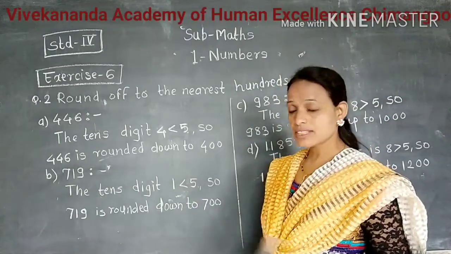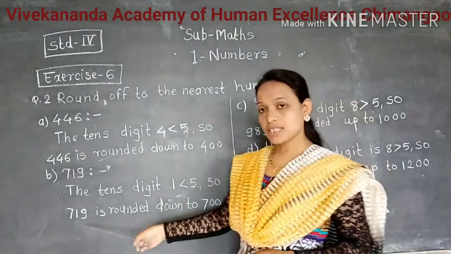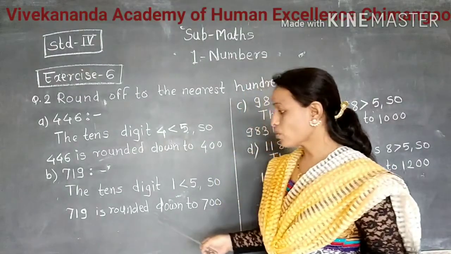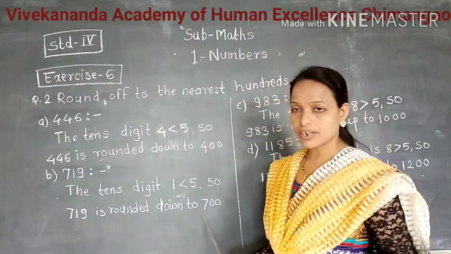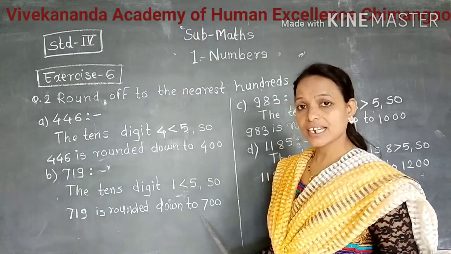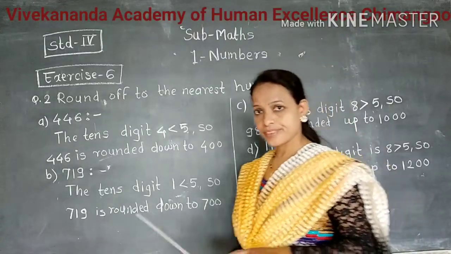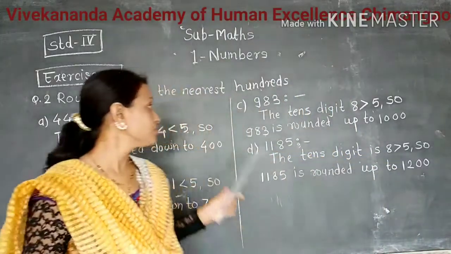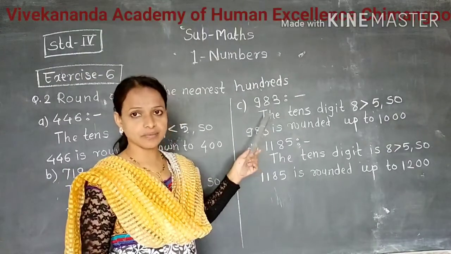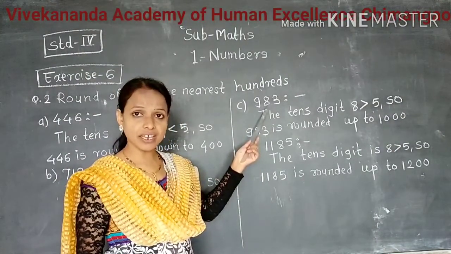So here what is our answer? The ten's digit 1 is less than 5. So 790 is rounded down to 700. First also I told, if it is greater then rounded up, and if it is less then rounded down. Understood? Next number 983. So here the ten's digit is 8, which is greater than 5.